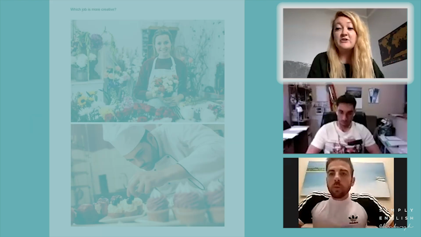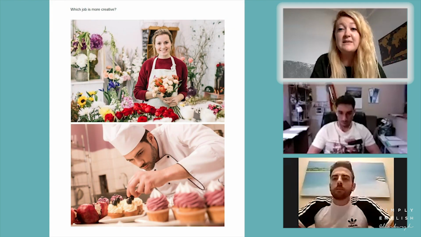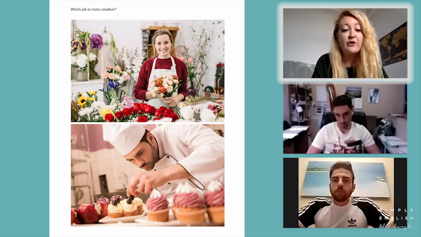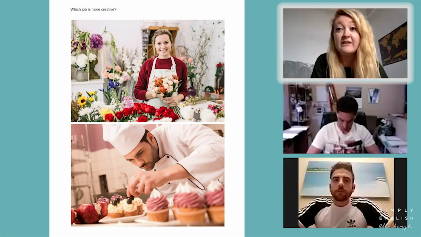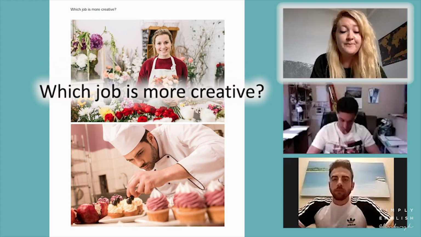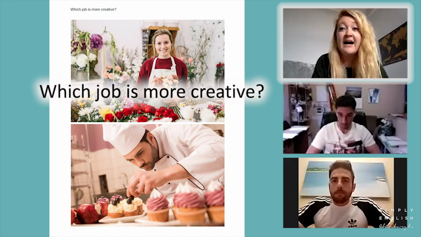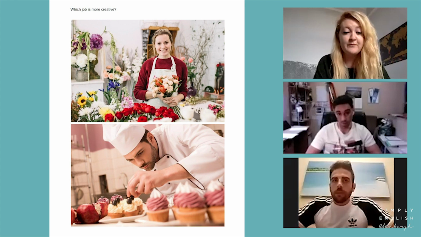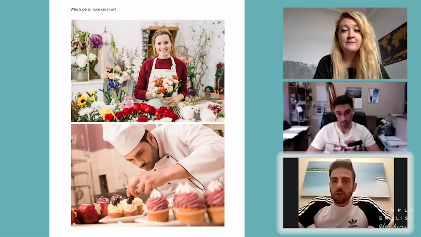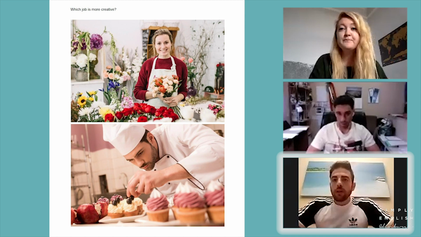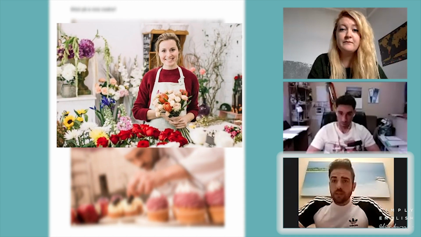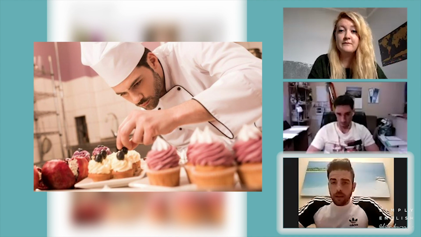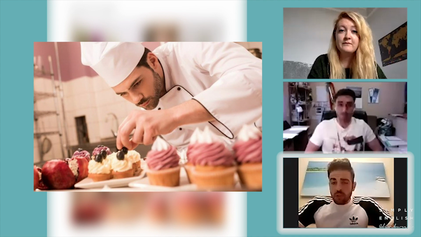Okay, Carlos, it's your turn first, and you can see people working in different situations. First of all, you have a moment to look at the task. And when you're ready, you may start. Well, both pictures show two different professions. In the first picture, we can see a florist, and in the second one, he's a pastry chef.